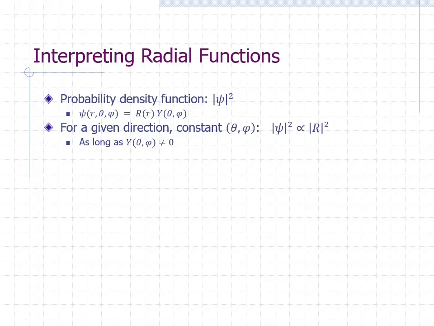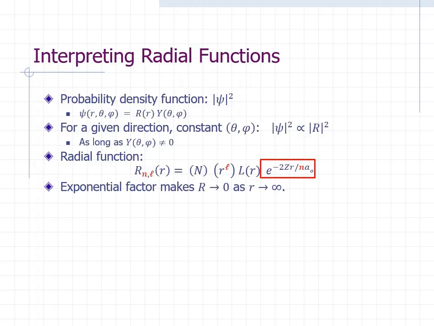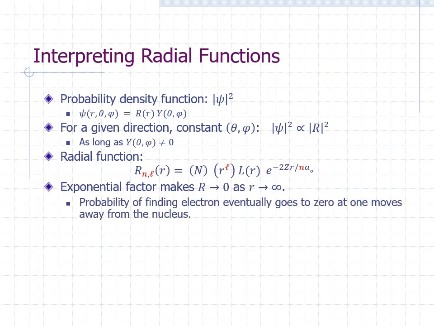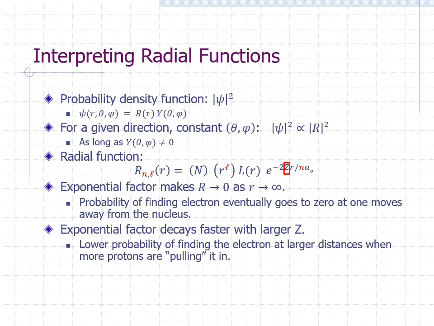Let's see the general pattern in how the probability of finding the electron varies with distance by examining the factors in the expression for the radial function. The exponential factor makes the radial function go to zero as the distance approaches infinity. In other words, the probability of finding the electron eventually goes to zero as we move away from the nucleus. Furthermore, this exponential factor decays much faster with a larger Z. This makes sense because if more protons are pulling the electron in, the less likely you will find it at larger distances away from the nucleus, all other parameters being the same.